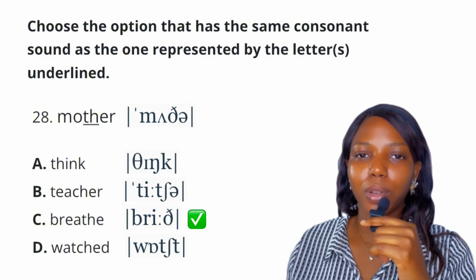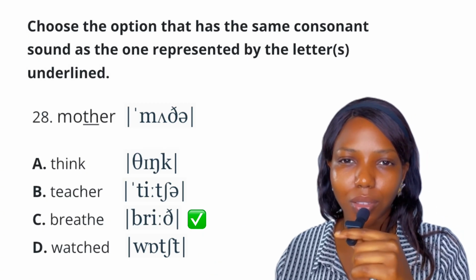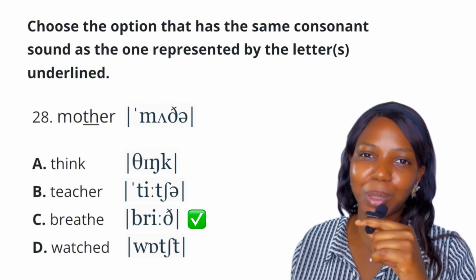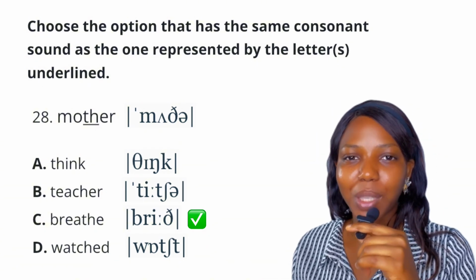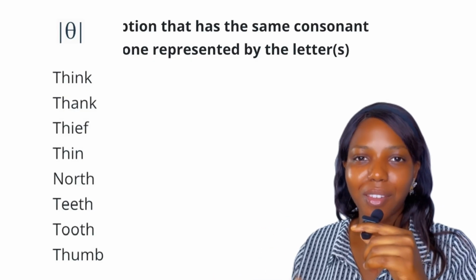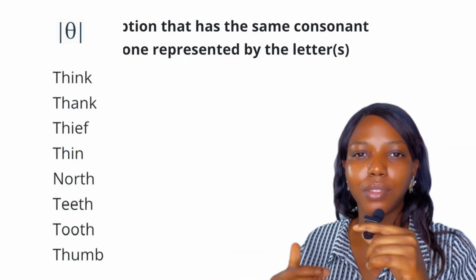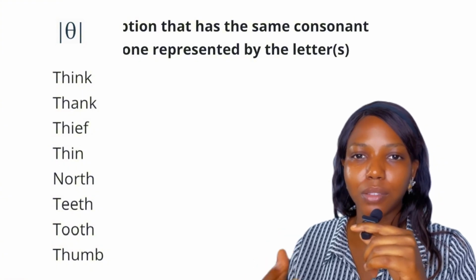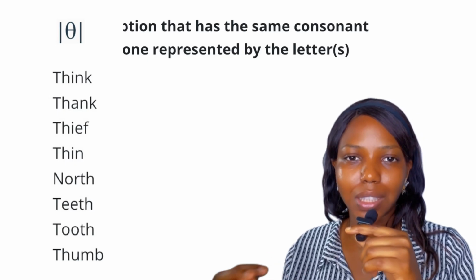Now, let us look at more examples of words with the voiced and the voiceless sounds, and maybe we can discover patterns to help us differentiate between the voiced and the voiceless. So, starting with the voiceless, we have think, thief, thin, north, teeth, tooth, thumb. Okay, these are words with the voiceless consonant sound.